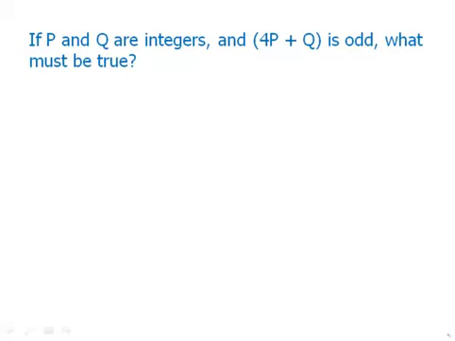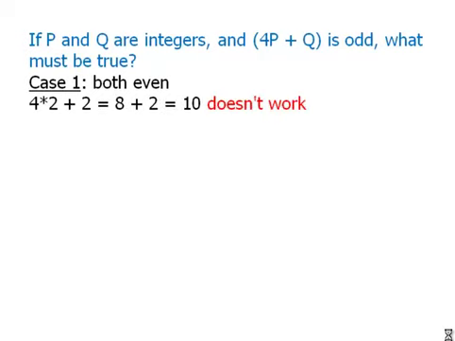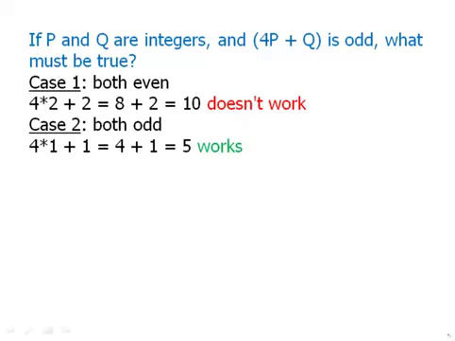If p and q are integers, and the quantity 4p plus q is an odd number, what must be true? Let's start with the 4-case method. If they're both even, we plug in p equals 2 and q equals 2, we get 8 plus 2, which is 10, which is an even number. Now we'll try both odd. We'll plug in 1 and 1. And we get 4 plus 1, that's 5. That definitely works. So case 1 doesn't work, case 2 works.